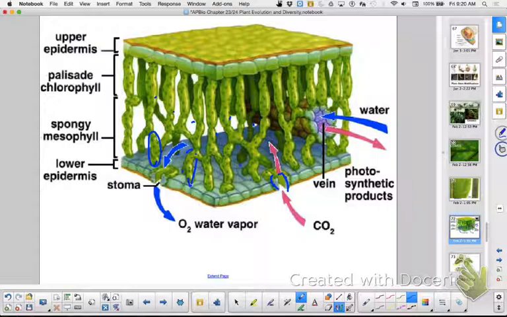Also, this cools a plant, because if it's a hot, hot day, the water in the ground is going to be much cooler, and you're going to pull that cold water up through the plant, and it acts like an air conditioning system. All right? So that is leaf structure.